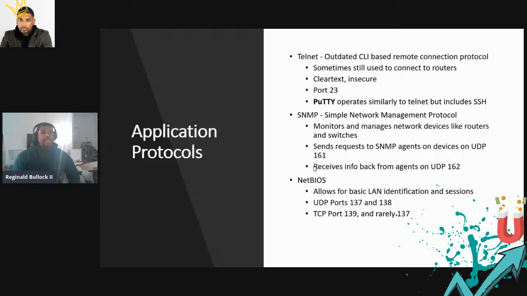Telnet is an outdated CLI-based remote connection protocol, sometimes used to connect to routers, clear text and insecure. Port 23. PuTTY operates similarly to Telnet, but it includes SSH. SNMP, Simple Network Management Protocol, monitors and manages devices like routers and switches. It sends requests to SNMP agents on devices on UDP 161 and receives info back from agents on UDP 162. NetBIOS allows for basic LAN identification and sessions. UDP ports 137 and 138, and TCP ports 139 and rarely 137.